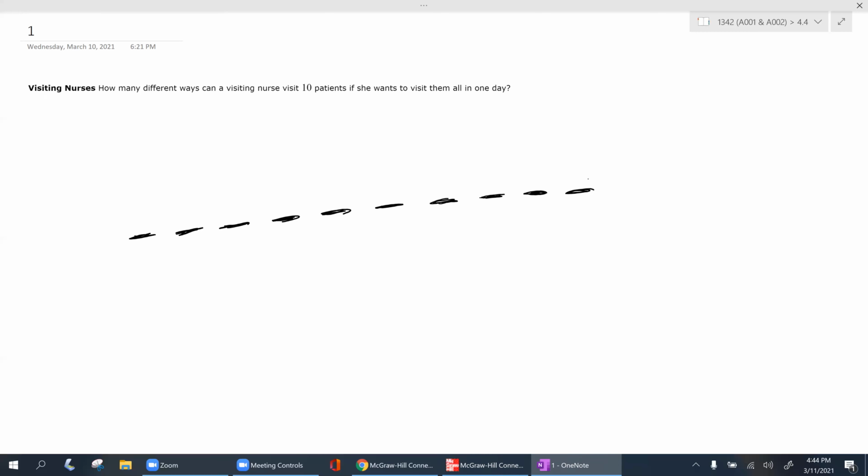So it starts with the 10th patient, then the 9th patient, then the 8th patient, then the 7th, and you go down this list because repetition is not allowed. All right, and let's go ahead and plug that into our calculator. And what does it give us?